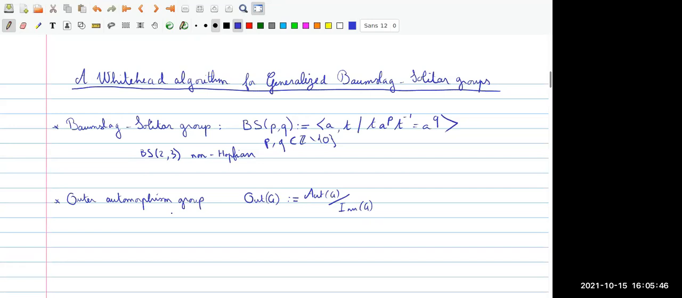By changing p and q, you can obtain a wide range of different groups. For example, BS(1,1) is Z^2, so maybe you know the automorphisms. If you take BS(2,3) and study the outer automorphism group, this is finite, so it's not very interesting. But if you change the 3 into a 4, Out(BS(2,4)) is not finitely generated. That was to give you an idea of how different they can be. The reason why this is not finitely generated is that the p here divides q.